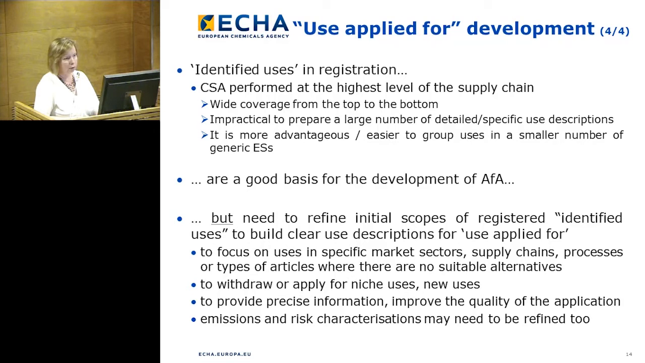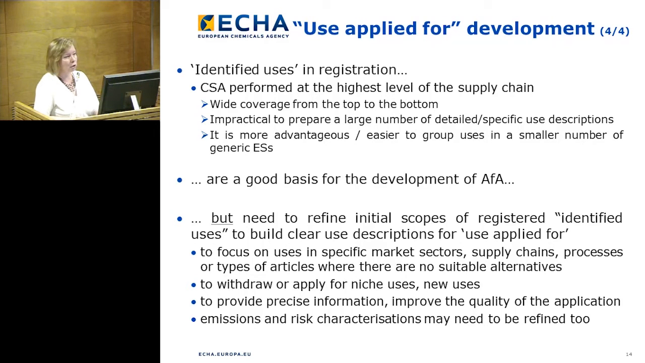So even though we can use it as a basis, we need to refine the initial scopes of registered uses to build clear use descriptions for the uses applied for. So there is a need to focus on uses in specific market sectors, specific supply chains, process types. We may need to apply for some additional uses, but some uses that are already covered in the registration CSA may not be applied for.